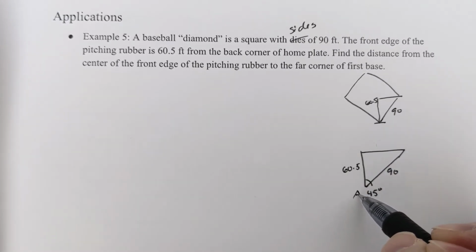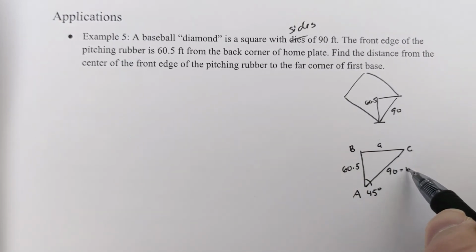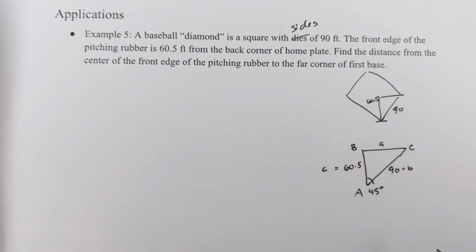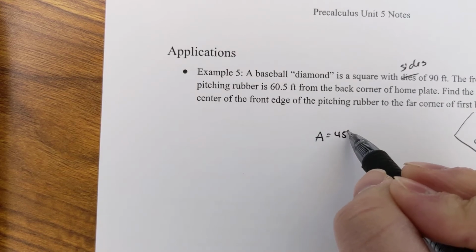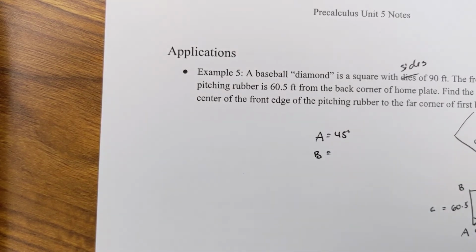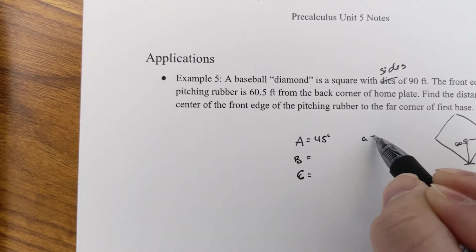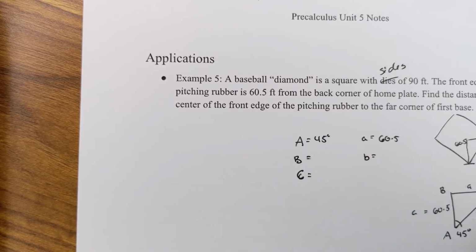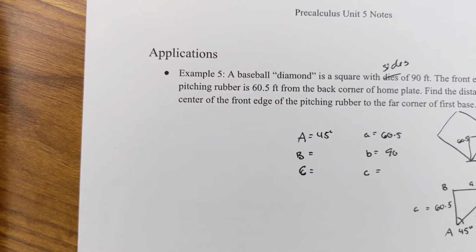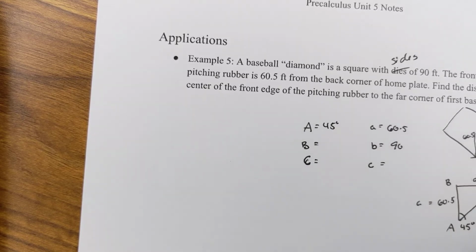So we'll call this side A, we'll put B here, we'll put C here, which means this is little a, this is little b, this is little c. So let's write down our info from our triangle. Angle A is 45 degrees. Angle B, I don't know, and angle C, I don't know. Little a is 60.5, little b is 90, and little c is what I'm looking for. So I have two sides and one angle. So let's see here. What can I figure out?